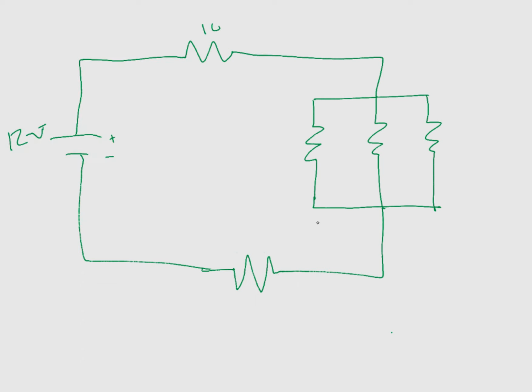And suppose this one is 10 ohms. This one is 20 ohms. And we'll say that this one here is 30 ohms. This is also 30 ohms. And this one's going to be 60 ohms. So the question is, what is the power through the battery? We'll call that P-BAT for short. It's power through the battery.